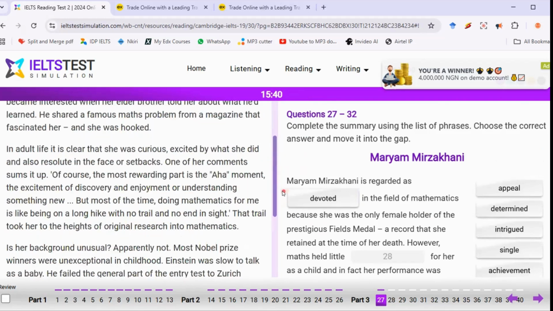This is passage 3, it's usually the toughest, actually. In adult life, it is clear that she was curious, excited by what she did, and also resolute in the face of setback. This is sounding like devoted. Okay, resolute in the face of setback, that's devoted. And one of our comments sums it up: of course, the most rewarding part is the aha moment, the excitement of discovery and enjoyment of understanding something new. But most of the time, doing mathematics for me is like being on a long hike with no trail or end in sight. That trail took her to the heights of original research in mathematics.